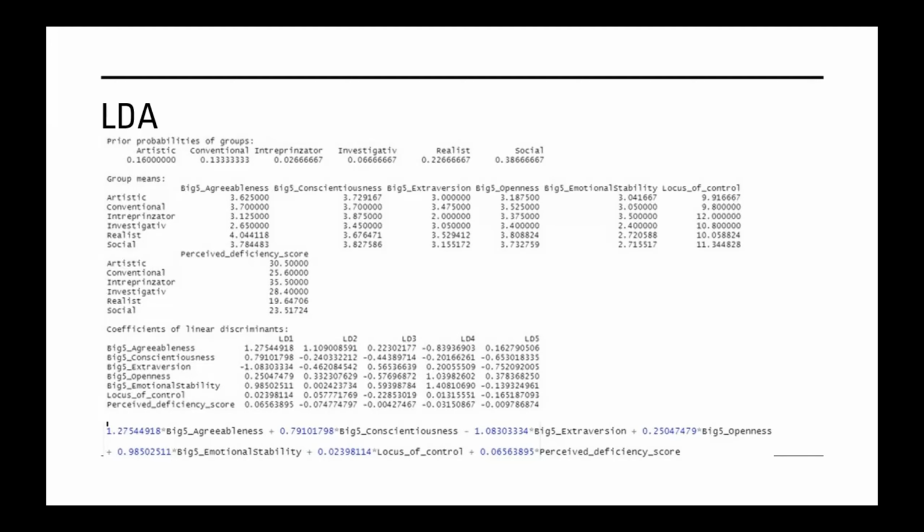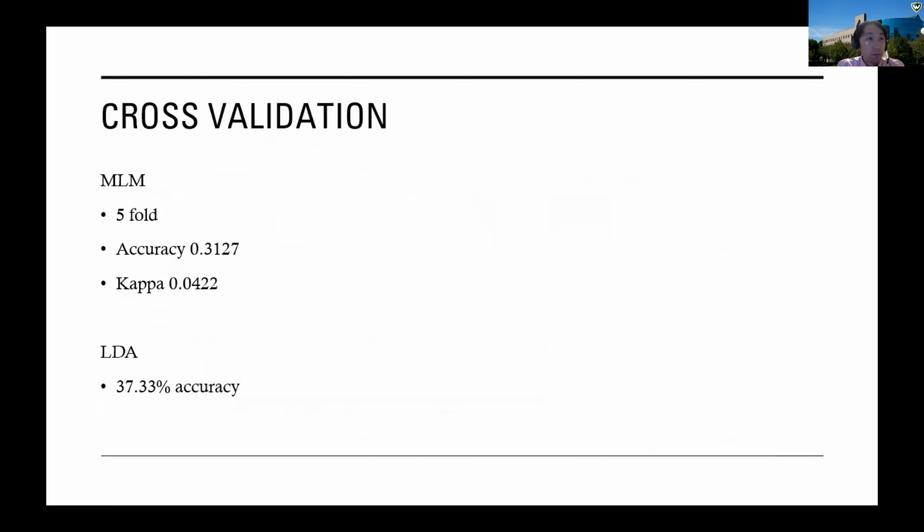The coefficients of linear discriminants represent the components, and the proportion of trace shows how much the components explain about the data. The formula you see below is the best model out of all of them, from LD1 to LD5, and LD1 was chosen as the best one. By performing cross-validation, I got the following. For MLM, by 5-fold cross-validation, the accuracy was 31.27%, and the kappa statistic was 0.0422, which shows a slight prediction and a poor performance. And for LDA, I got an accuracy of 37.33%, which is better than the MLM.